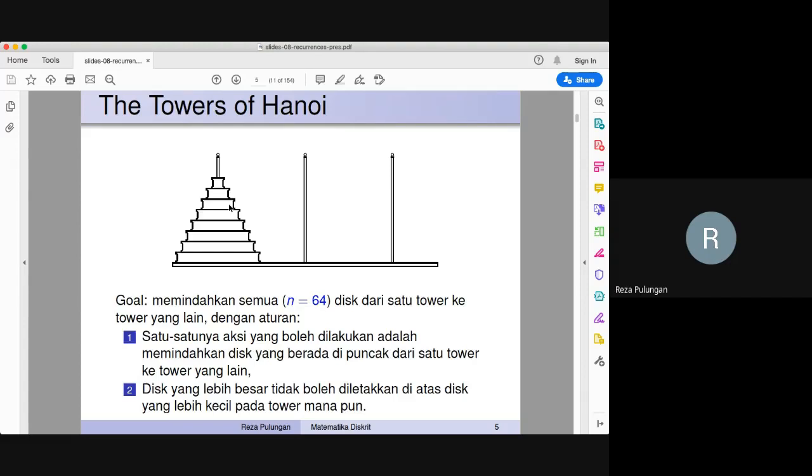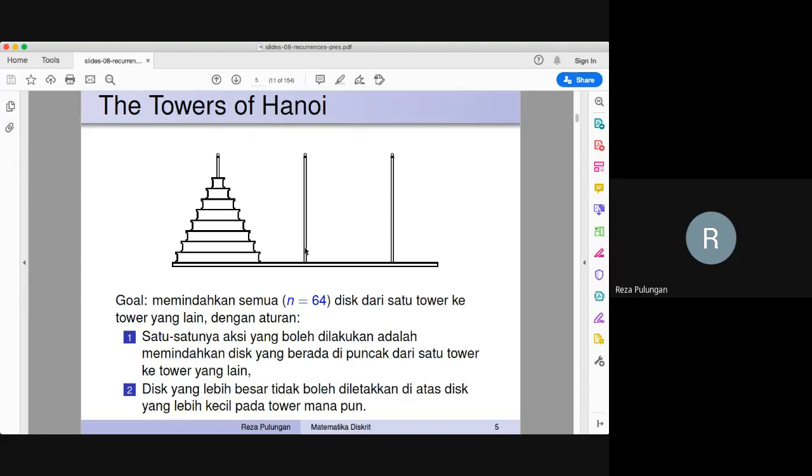So the only thing that you are allowed to do is take the topmost disk and move it to another tower. You cannot take two of them, only one by one. And the second rule: in any configuration, a larger disk must be below a smaller disk. So you cannot, for example, move the smaller one to the second tower and then move the next one on top of this. This is not allowed.